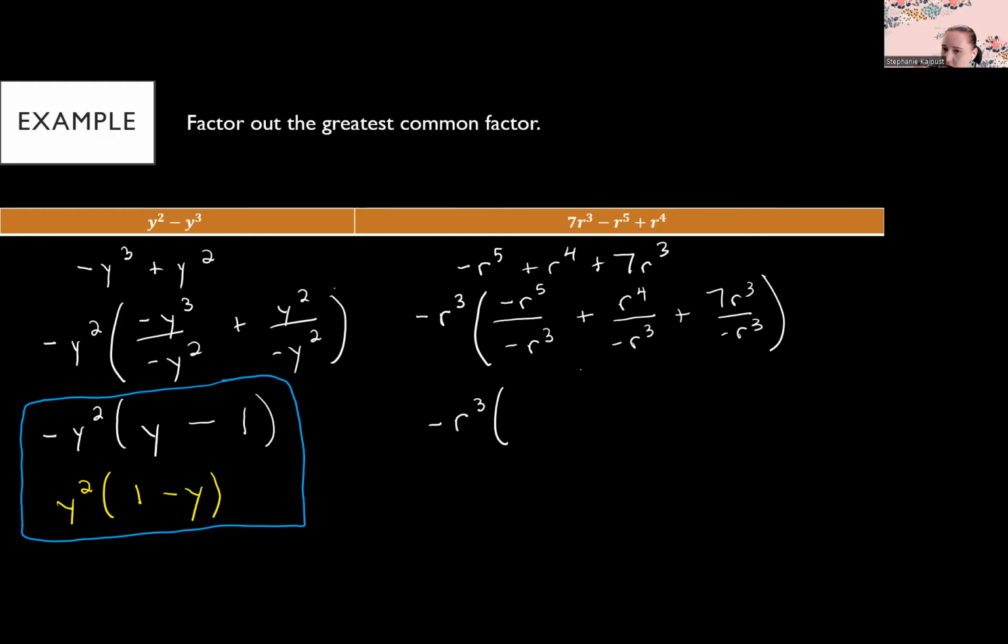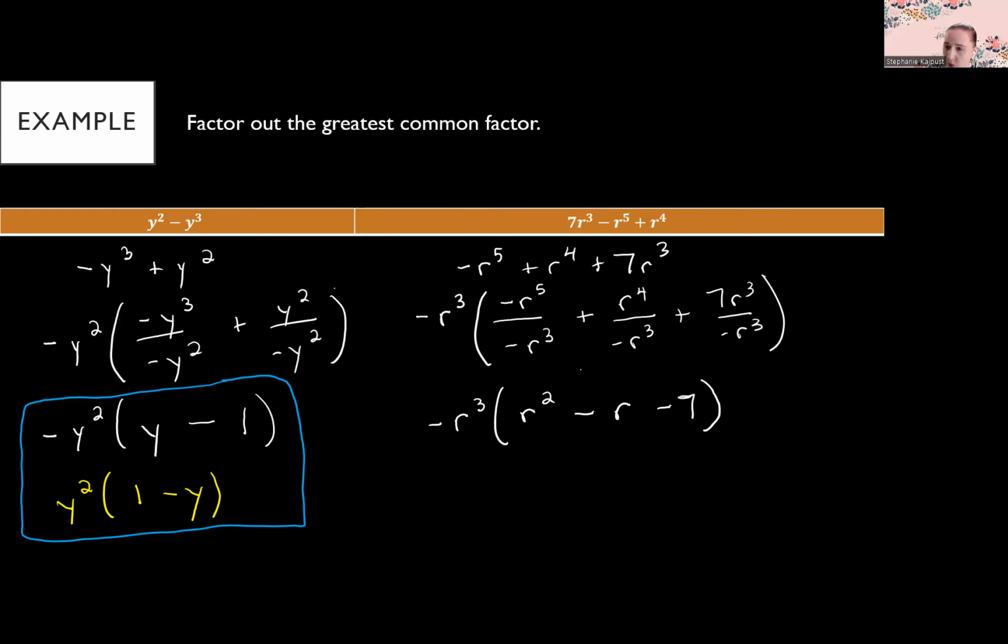So I get negative r cubed. Then a negative divided by negative is a positive, and you subtract your exponents. 5 minus 3 is 2, so I get an r squared. Then I have a positive divided by negative, which is a negative, so I have a minus sign. And then I subtract the exponents. 4 minus 3 is 1, so I have a single r. And then I've got a 7, and this is basically divided by negative 1, so that's a negative 7. And then the r cubed, 3 minus 3 is 0, so I don't have an r, but I've got a number, so that's fine. So we end up with r squared minus r minus 7.